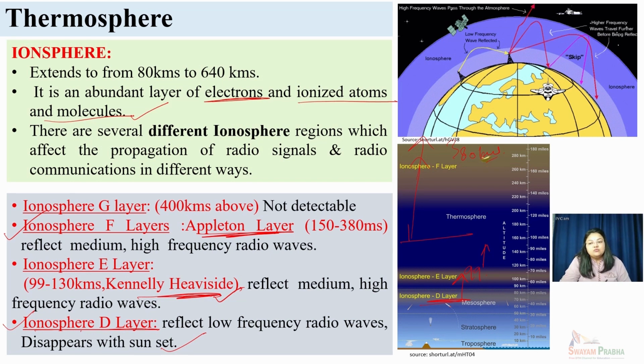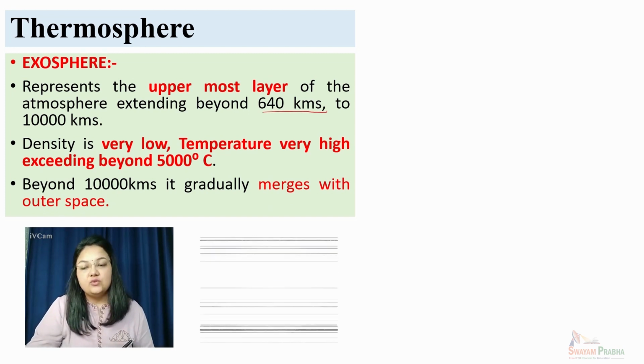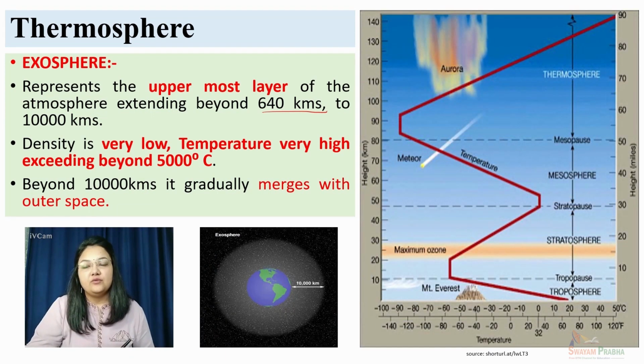The final and uppermost ionospheric layer is the ionosphere G layer, which is found at around 400 kilometers from the surface of Earth. It is mostly non-detectable, but it is considered that it might exist even when there is sunset or the sun disappears. So the ionosphere is an important layer of the thermosphere related to the propagation of radio signals and therefore important to the Earth. The second important layer of the thermosphere is the exosphere. The layer of the thermosphere above the ionosphere, extending beyond 640 kilometers, is called the exosphere. So the exosphere is the outermost layer of the atmosphere.